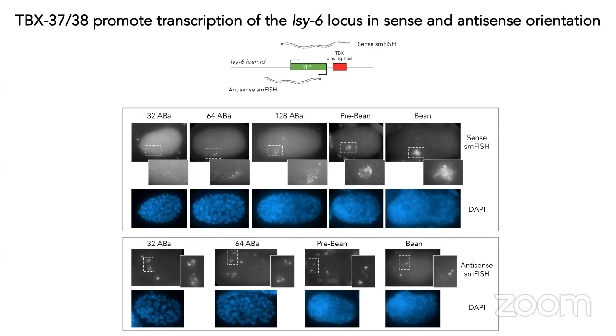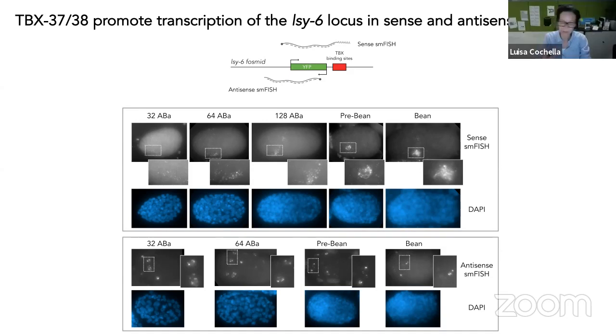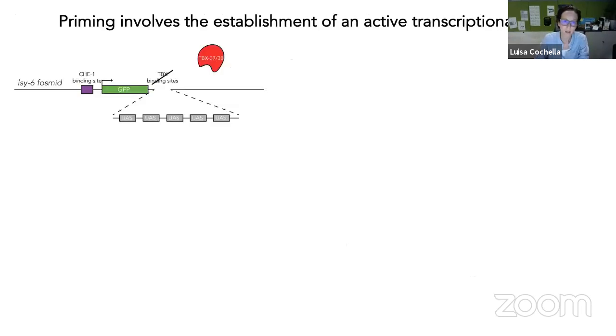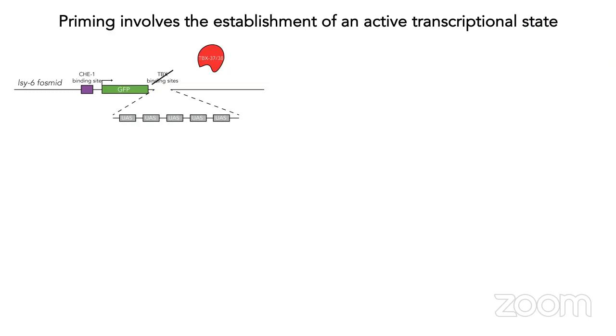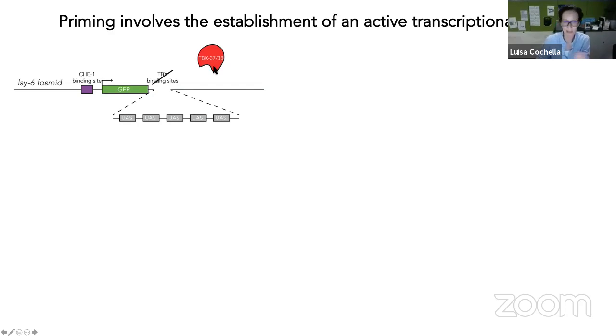So fine, I mean, we have these transcription factors that bind here, they promote transcription, but that doesn't tell us that transcription is important. Of course, these are transcription factors. They might just sit there, promote transcription, but we wanted to try to address whether this transcription was just a side product of binding or if it really is necessary to establish this competent state of the Lausi6 locus. And so for that, we engineered a locus in which we deleted the TBX binding sites and we replaced them with UAS sites, which are the binding sites for the yeast transcription factor GAL4. Now, this construct doesn't express any GFP because there's no TBX binding sites, there's no priming by TBX37/38, and therefore Ki1 cannot activate transcription of Lausi6.